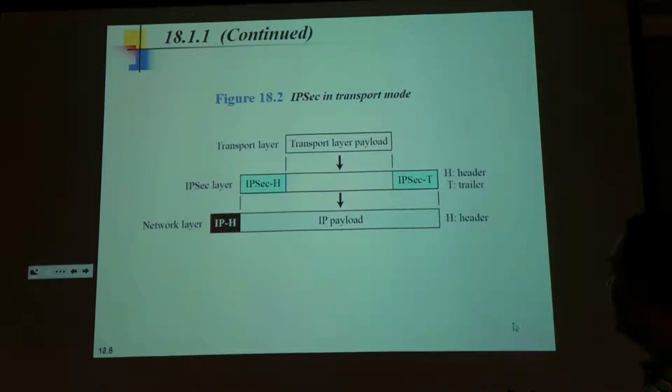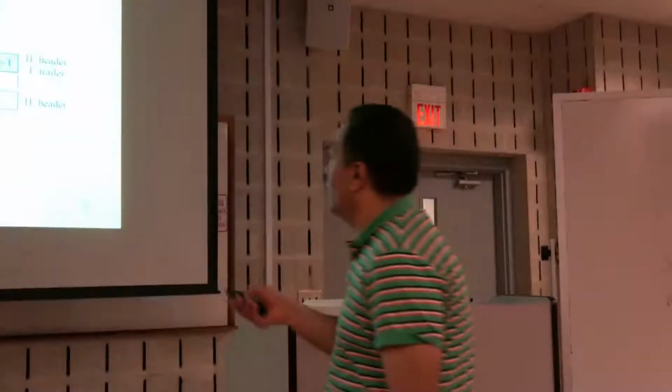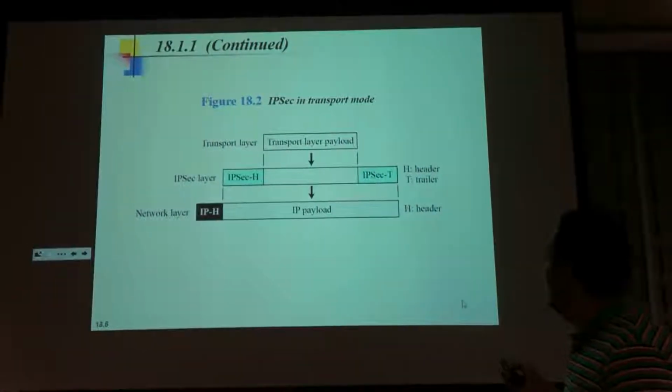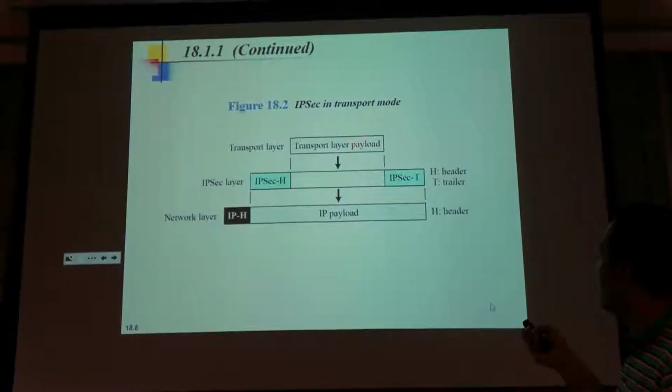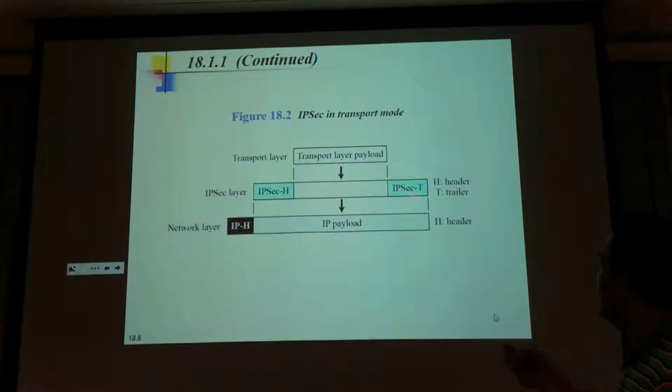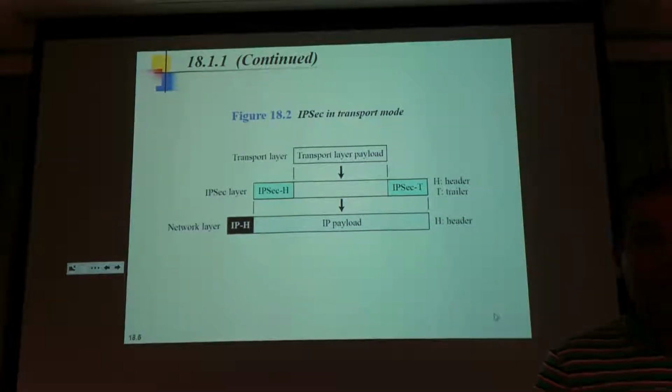So the IP header is not protected. It will be sent as plain text. Again, this is the transport mode. What we do is take the payload from the transport layer and insert it like a sandwich between the IPsec header and the trailer. Then everything in here will be encrypted and put as IP payload, and the security is only for the payload. It does not include security for the header. Clear? All right.